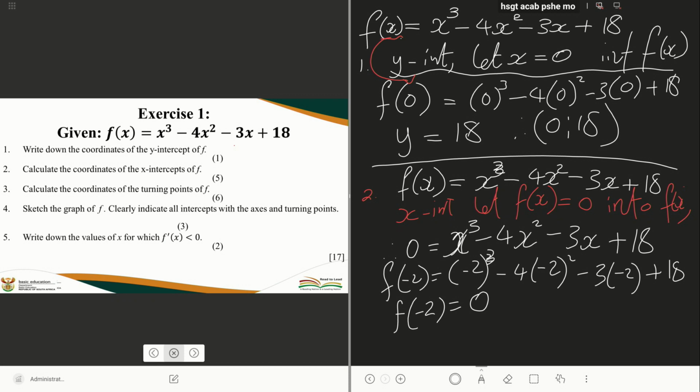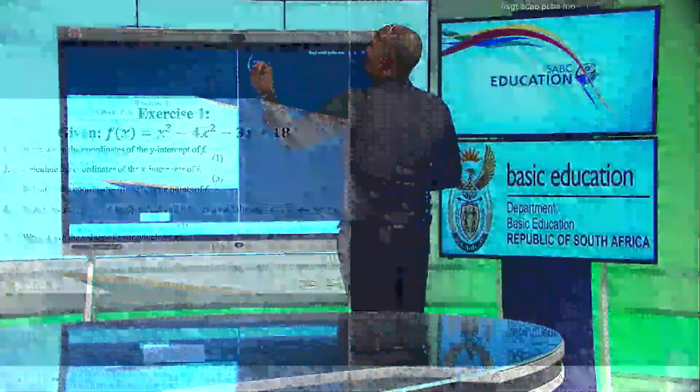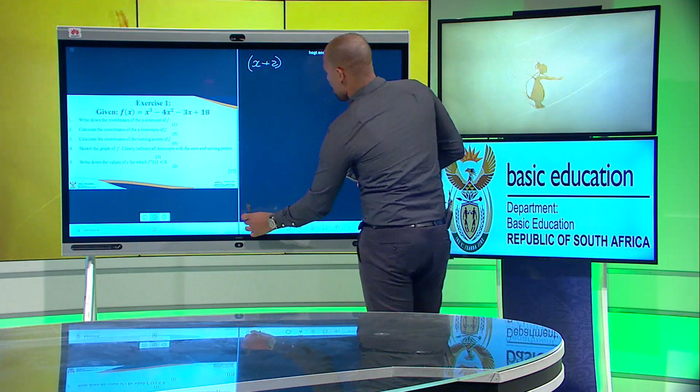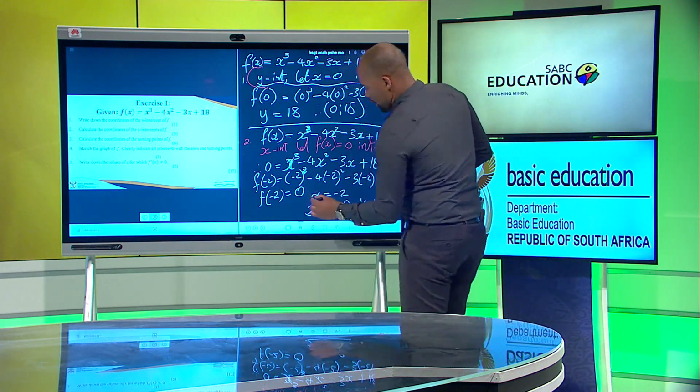So getting 0 means if x is equal to negative 2, then I transpose: x plus 2 is equal to 0. All right, it is a factor. Then, having x plus 2 as a factor, don't forget x plus 2 as a factor, or I can use this.